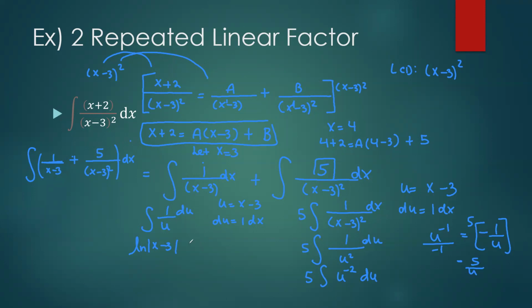And so our final answer: this is going to be minus 5 over u, which on this part our u was x minus 3, and then plus d. So your final answer is ln absolute value of x minus 3, minus 5 over x minus 3, plus d.